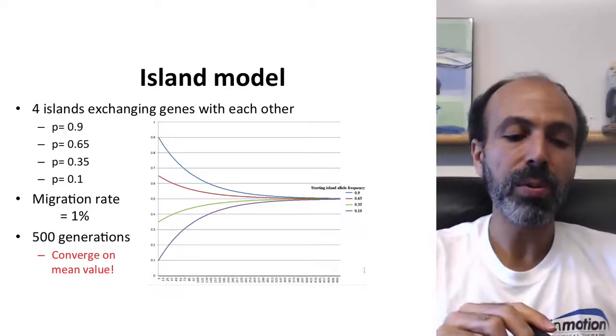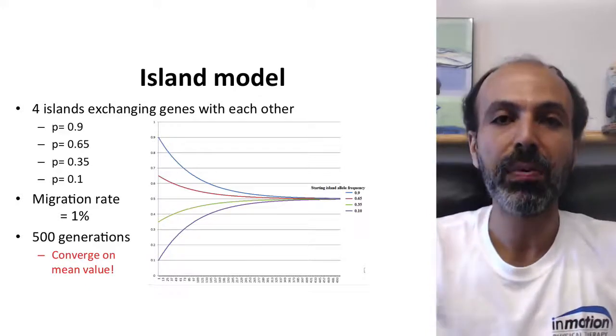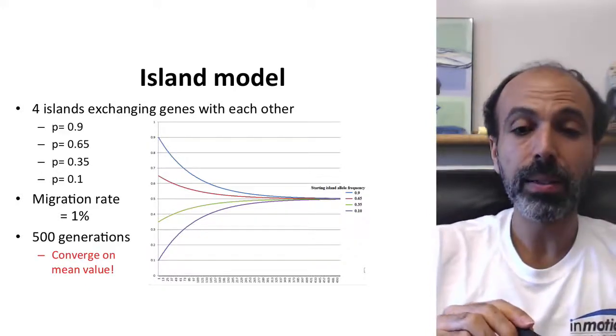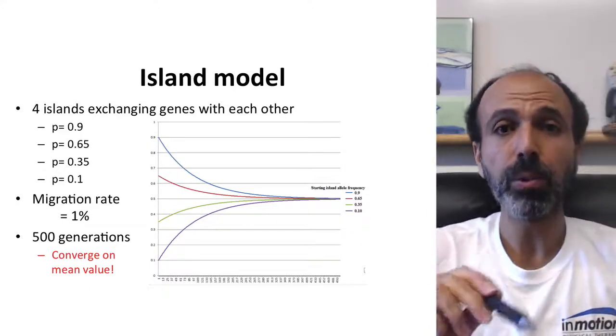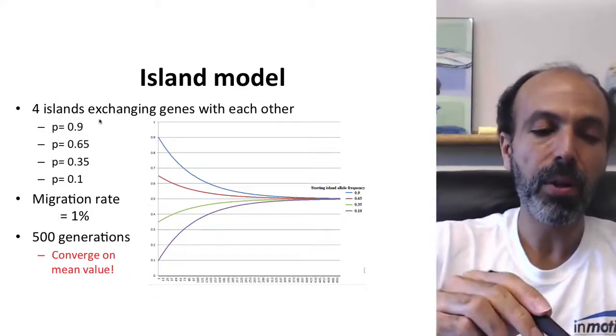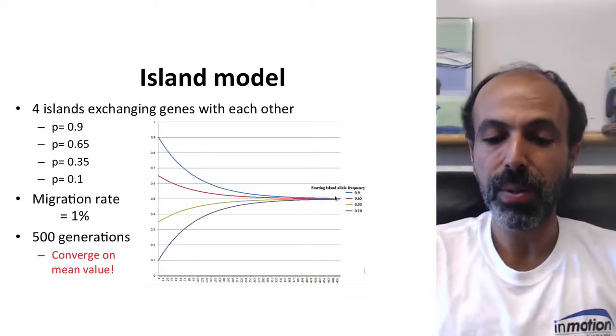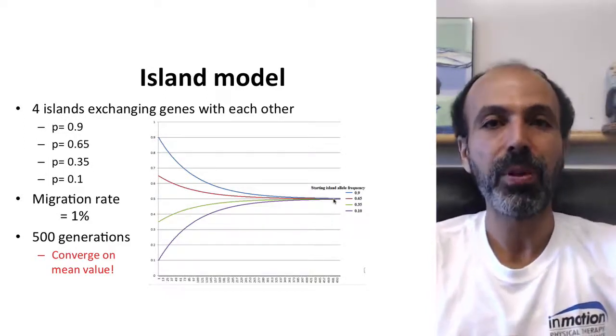Importantly, assuming this is symmetric migration, where everybody's receiving and sending off the same proportion of migrants, the equilibrium allele frequency, or the allele frequency they converge upon, is the mean of all those islands. So if you take the mean of all these numbers, that would be 0.5. And you see by 500 generations, they're all pretty much at 0.5.